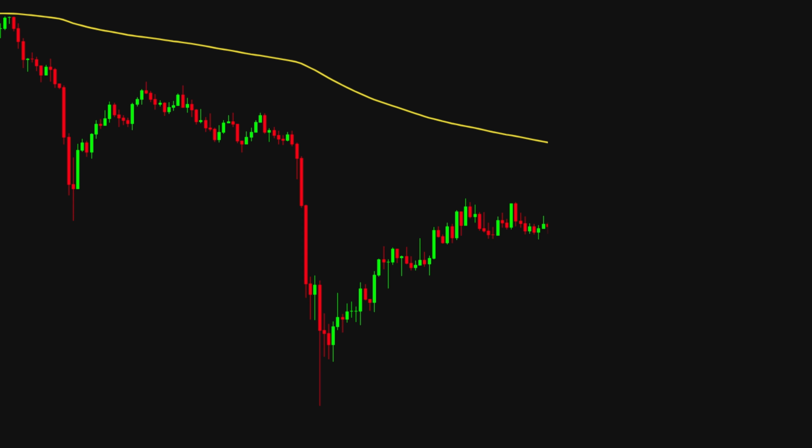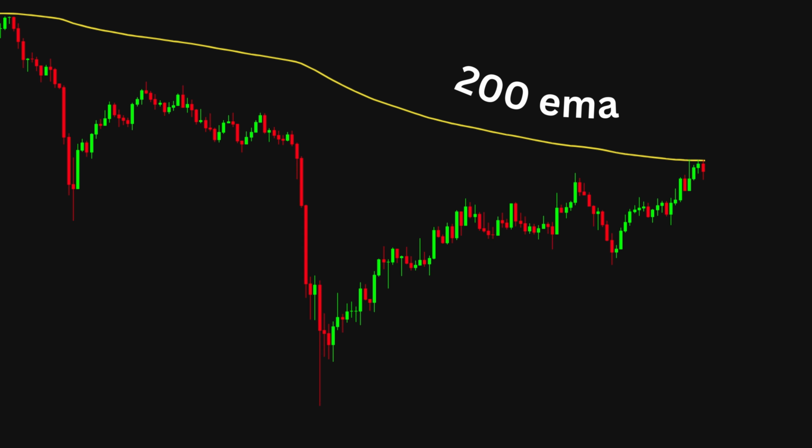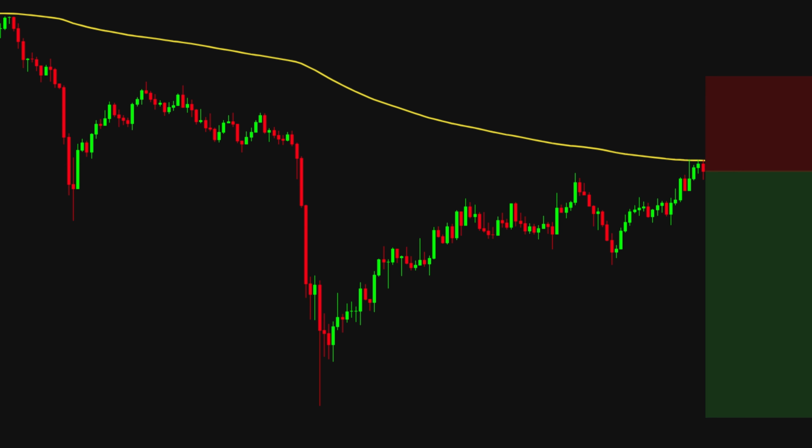When price is trading below the 200 EMA, the market bias shifts to bearish, indicating that sellers have the dominant control over the broader trend. In this environment, the focus shifts to short setups, avoiding long trades that move against the primary direction. The setup forms when price rallies upward in a temporary pullback and approaches the 200 EMA from below.